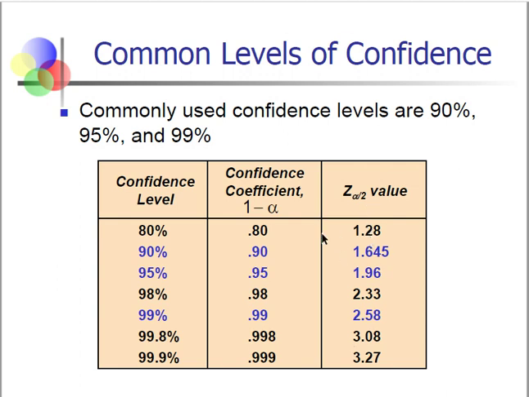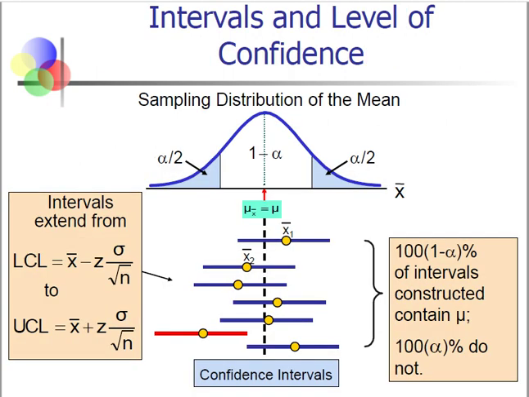Some Z values have been provided for you. At 80%, we get that. So you try to find this on the normal table. You are able to do this.